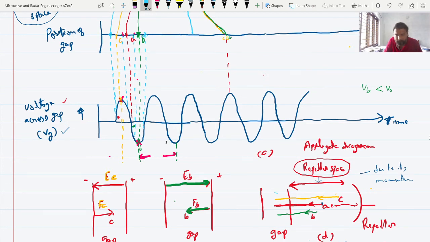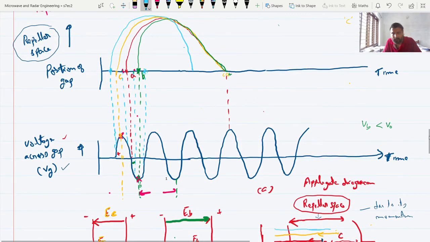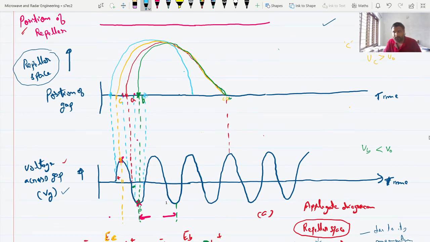This depth of penetration will be less compared to that of electron C. It will be more compared to that of electron B, but less than that of electron A. But the transit time, which is nothing but distance by velocity, is not shorter for this electron to join back the bunch, and it comes back to the gap after the bunch.